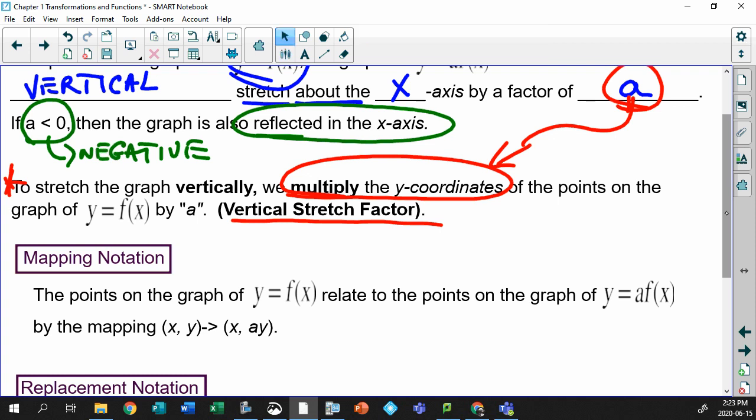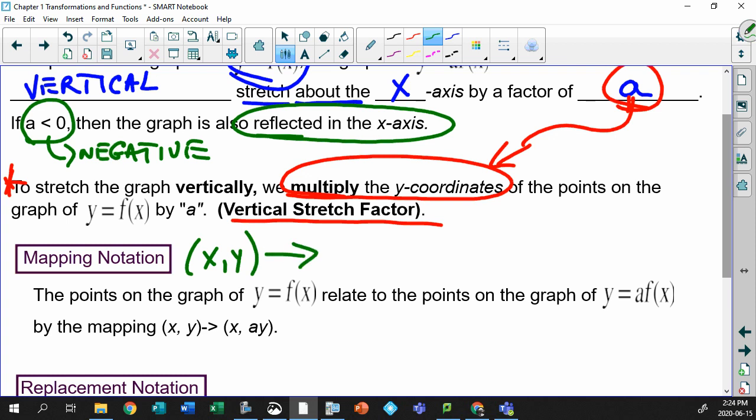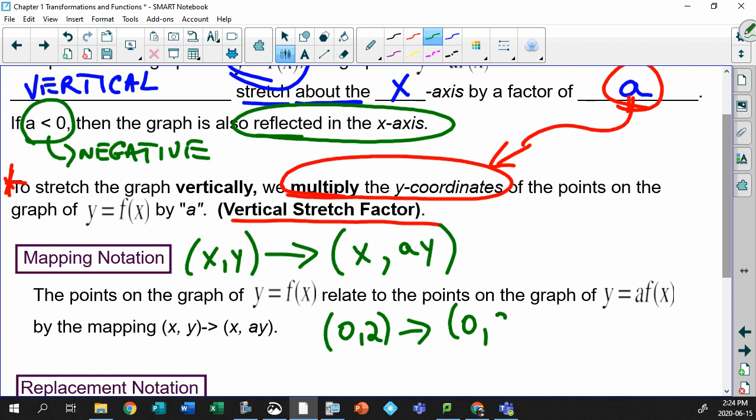Okay, so let's look at our mapping notation. This one's going to be easy. Of course, if we got a point (x, y), like we said, it's going to be mapped to something. We said the x values stay the same. It's only the y values that are multiplied by a. So that's one of the reasons why when we had a point that was (0, 2), and we said the stretch factor was 3, we said that this is (0, 3 times 2), which then became (0, 6), which was our image point.